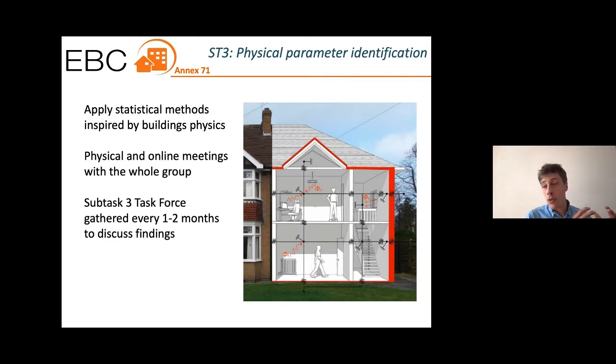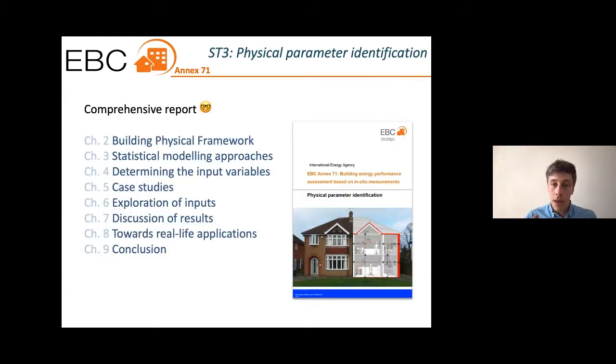As I said, we organized two yearly meetings where all of the Annex participants came together. But in between the meetings, every one or two months we gathered with a subtask 3 task force to continue our work and discuss our findings in the meantime. It's because of that that we came up with quite a comprehensive report, which is structured in this way. So I'll briefly go through it.